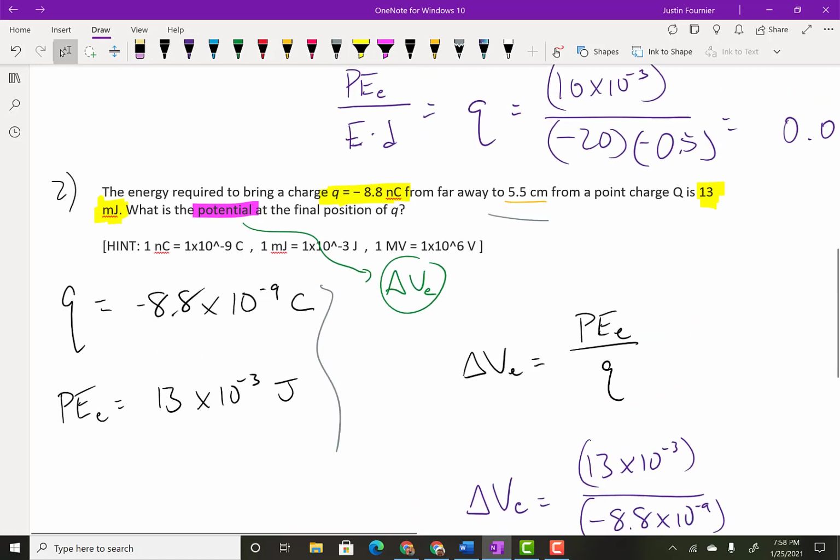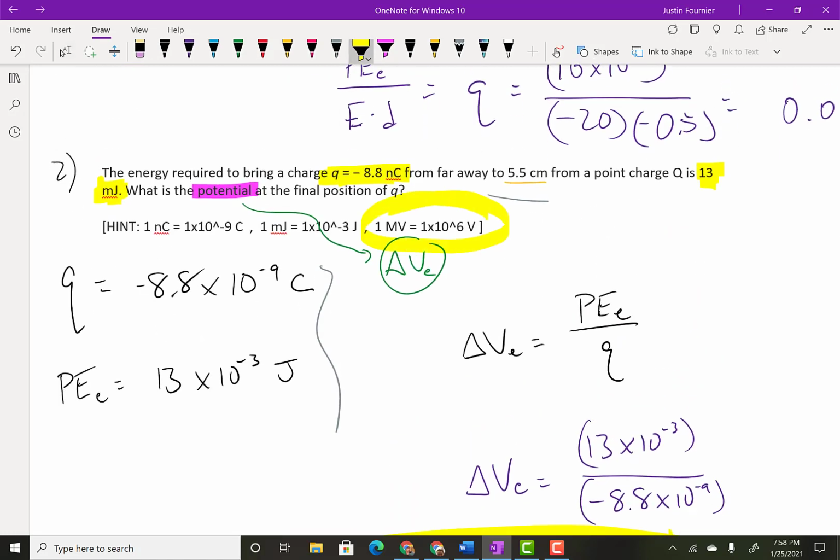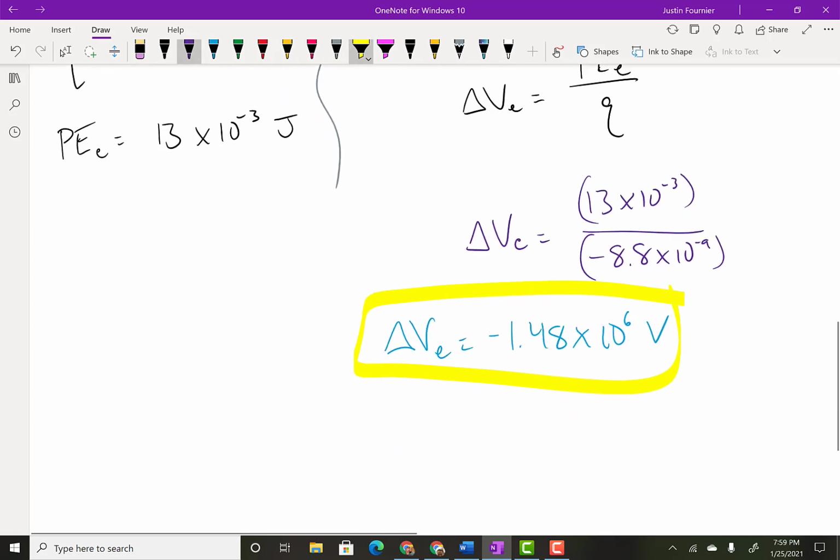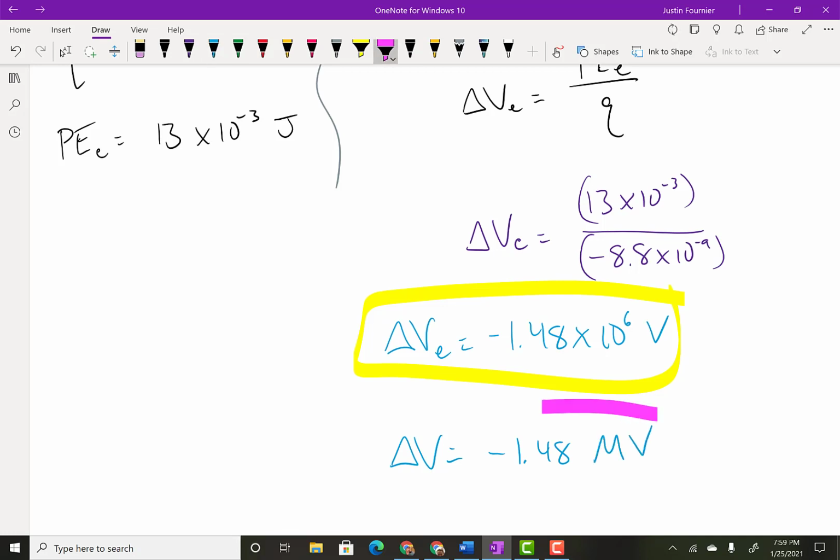But then the other thing I added here is that 1 megavolt, a capital M is a megavolt, is equal to 1 times 10 to the 6 volts. So if you do that conversion, another way to write this is to just say negative 1.48 times 10 to the 6 would be a megavolt. So that's another way that you could write this. And I think they rounded to like 1.5 or something like that.